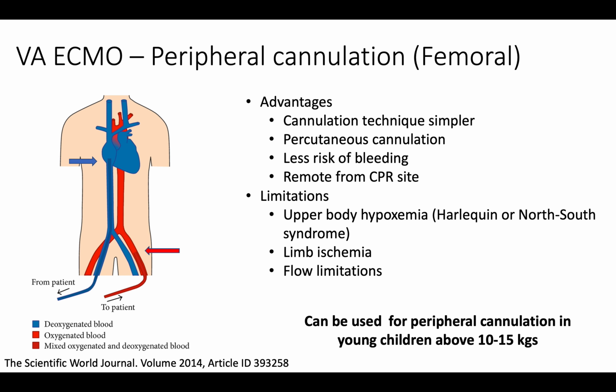The main advantages of peripheral cannulation is that it is simpler and may be done surgically or percutaneously. Also, if there is ongoing CPR, there are less interruptions during the cannulation procedure. Compared to central cannulation, there is also less risk of bleeding. As the cannulas are more stable, patients may be managed more awake compared to central cannulation.